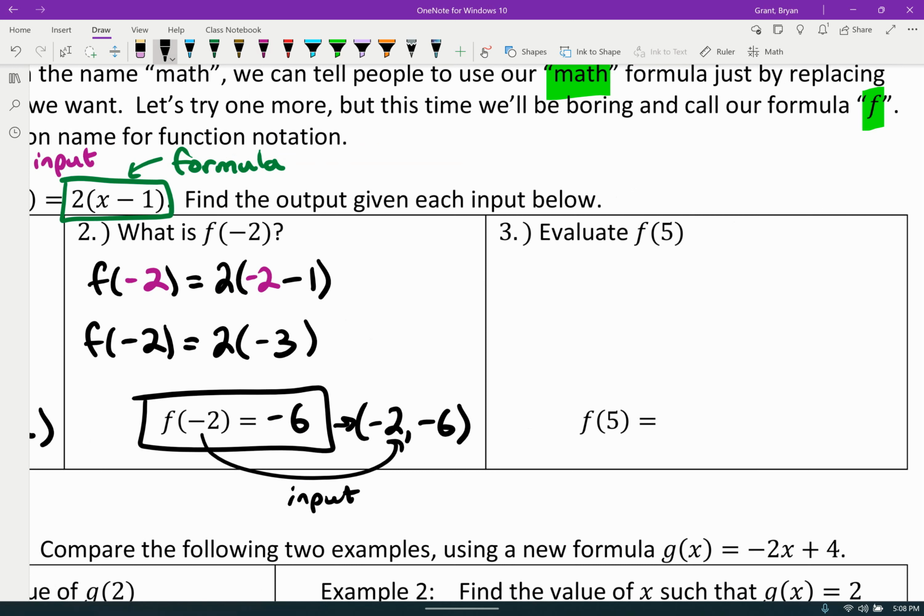Let's find f of 5. Okay, f of 5, same idea. We are inputting 5 into our formula.